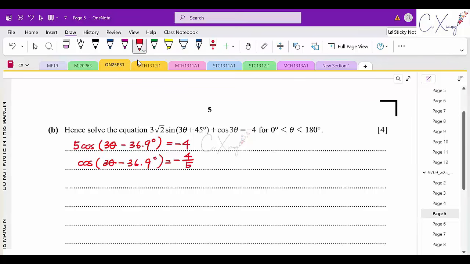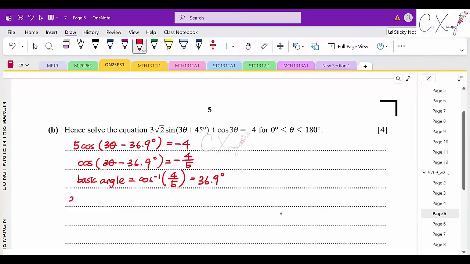Okay, and after that, I need to go through all the quadrants to see which answer from which quadrant I need to accept as a final answer. So before that, I want to have the basic angle first. To get the basic angle, we are taking cos inverse. All the basic angles must be in the first quadrant, right? So we need to ignore the negative sign here first. Okay, so we have cos inverse 4/5. And what do I get from this part? Basic angle is 36.9. Yeah, so my basic angle is 36.9.